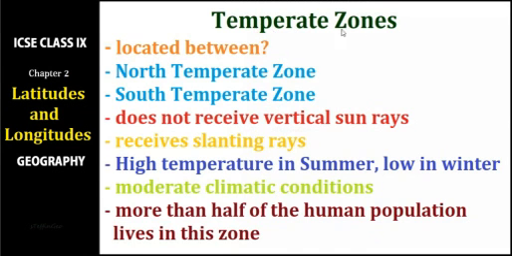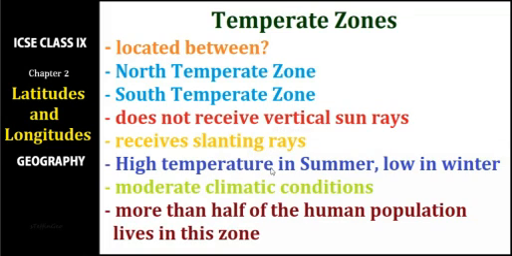Now the second one is the temperate zone. We have one in the northern hemisphere and one in the southern hemisphere, and you know where it is located: between the Tropic of Cancer and the Arctic Circle in the northern hemisphere, and the Tropic of Capricorn and the Antarctic Circle in the southern hemisphere. They do not receive vertical sun rays. They receive only slanting rays of sun.